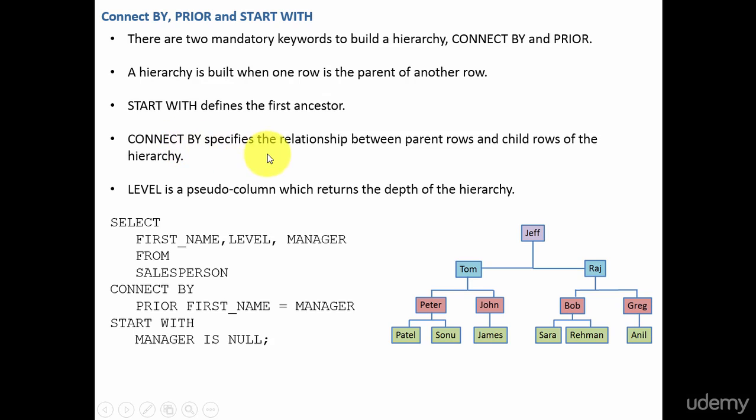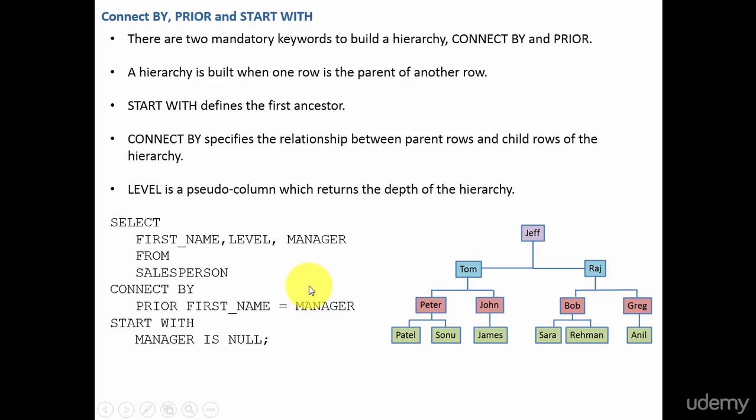You need to specify the top level of the hierarchy so that your hierarchical query can navigate from there. CONNECT BY specifies the relationship between the parent rows and the child rows. LEVEL is a pseudo column which returns the depth of the hierarchy. Here the level for Jeff is 1, Tom and Raj 2, Peter, John, Bob and Greg level 3, Patel, Sonu, James, Sarah, Rahman and Anil are level 4. And you see I have hierarchical data in my table salesperson, and they are connected using the first name and the manager.